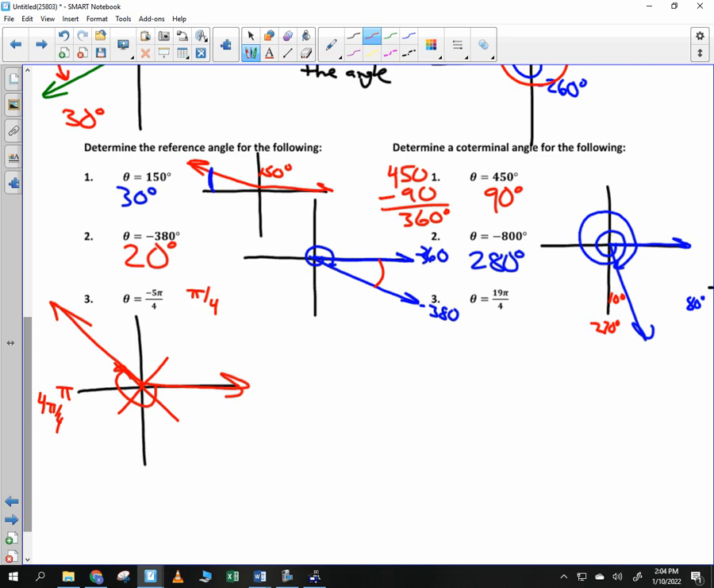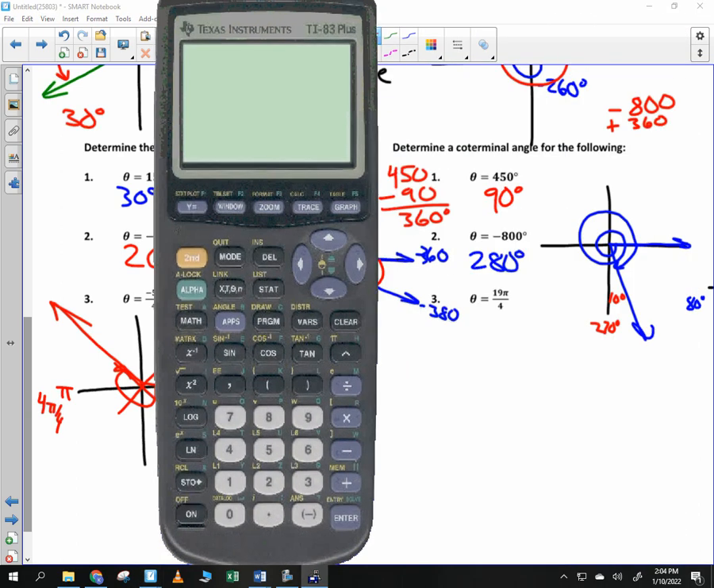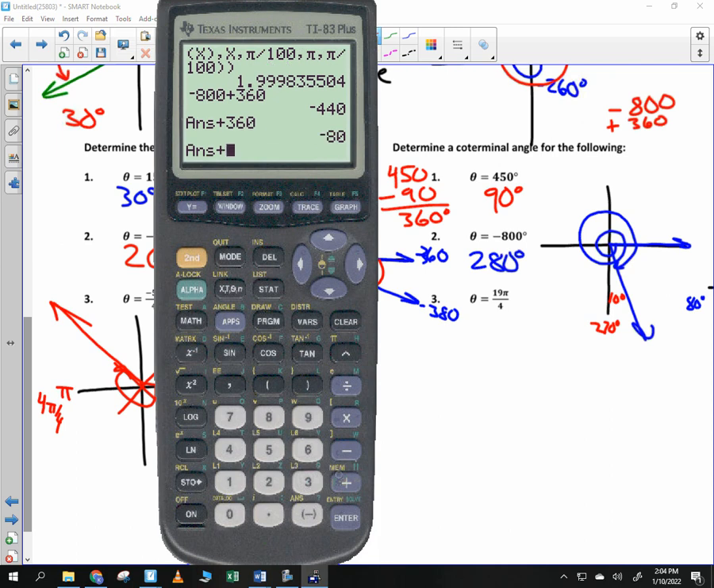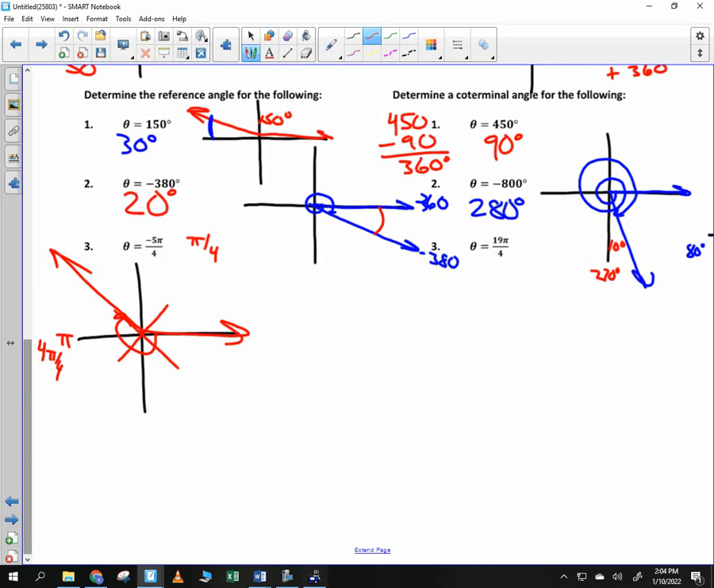And in the end, folks, watch what happens. If you take negative 800 and you add 360 to it, just watch what happens if you add multiples of 360. I take negative 800 and I add 360 and I add 360 and I add 360 until you finally get a number that is between 0 and 360. Okay? But you could also think it graphically.